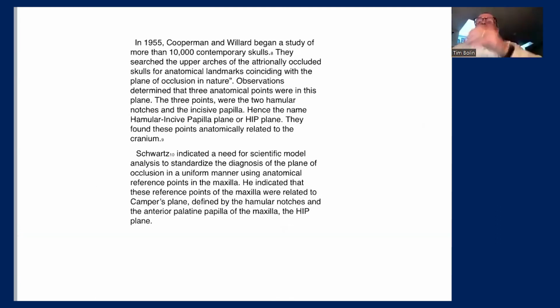In 1955, Cooperman and Willard began a study of more than 10,000 contemporary skulls. They searched the upper arches of attritionally occluded skulls for anatomical landmarks coinciding with a plane of occlusion in nature. Observations determined that 3 anatomical points were in this plane. The 3 points were the hamular notches and the incisive papilla, hence the name hamular incisive papilla plane, or HIP. They found these points anatomically related to the cranium.